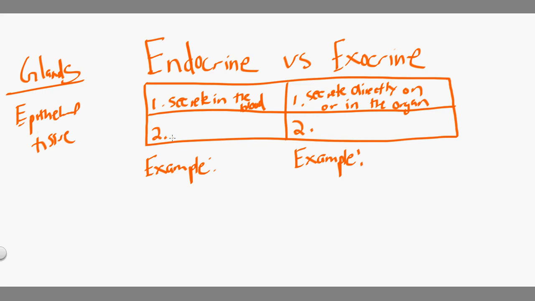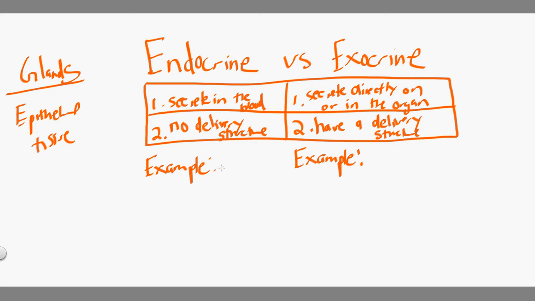The second difference between the endocrine and exocrine glands is that endocrine glands do not have, there's no delivery structure. Delivery of what? Delivery of the hormones that it's secreting. There's no delivery structure. And the exocrine glands, they have a delivery structure, and I'll explain what I mean here.